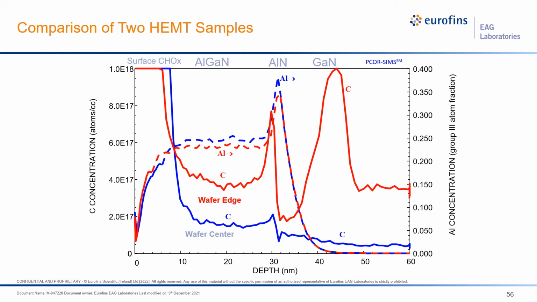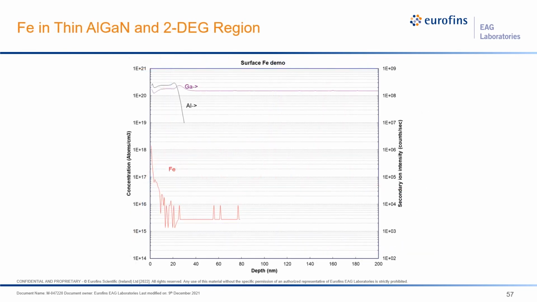So just to show you an example of how a proper SIMS method can actually give you very intricate, detailed measurement of these very difficult samples to be measured. You just need to make sure that you apply the most appropriate SIMS measurement. And we can even do iron measurements in these very thin layers.